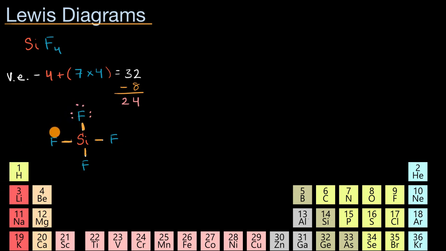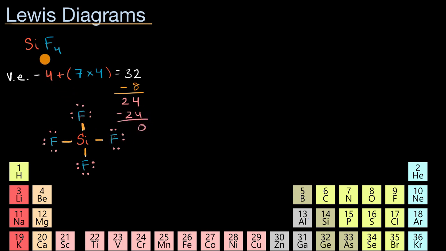Let's do that again for this fluorine. 2, 4, 6. Do it again for this fluorine. 2, 4, 6. And then last but not least for this fluorine, 2, 4, and 6. Now, how many more electrons are now accounted for? Well, 6 in this fluorine, 6 in this fluorine, 6 in this fluorine, 6 in this fluorine. So 6 times 4. We've now accounted for 24 more electrons.